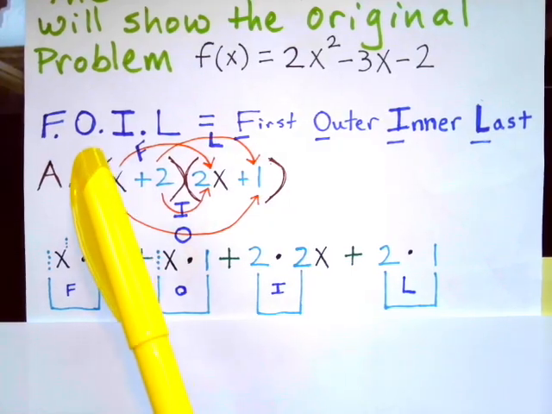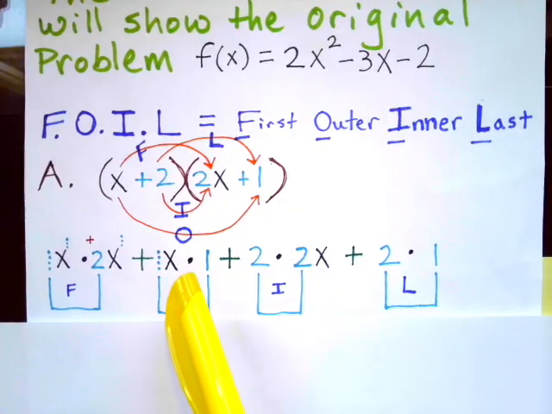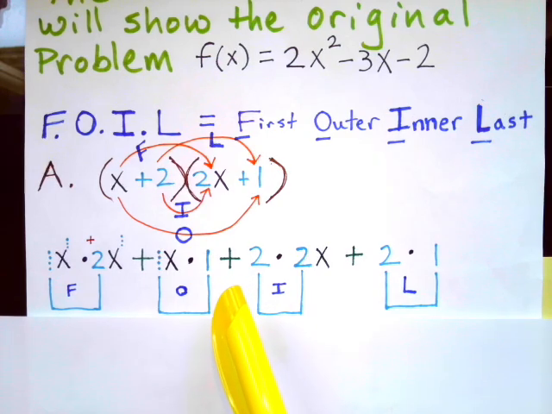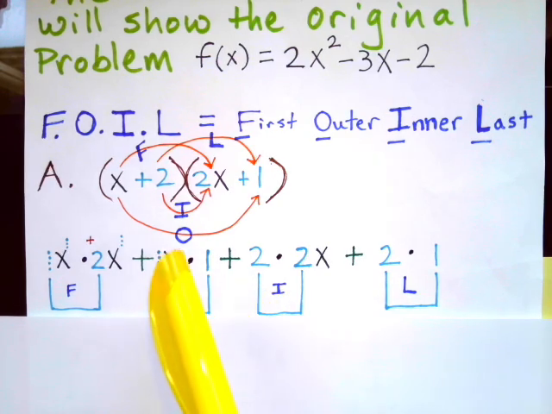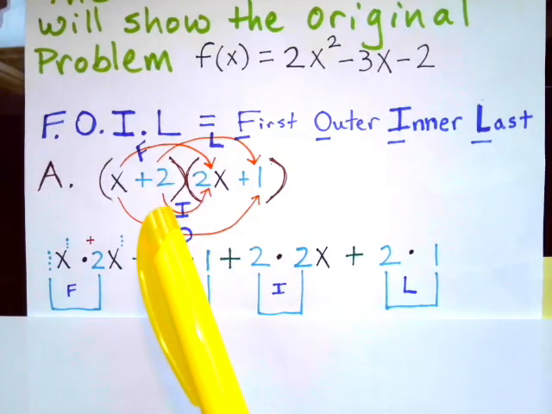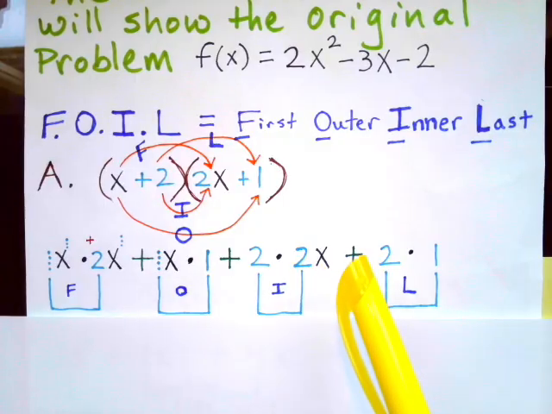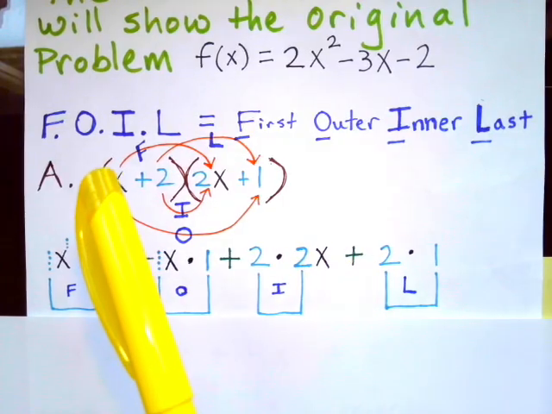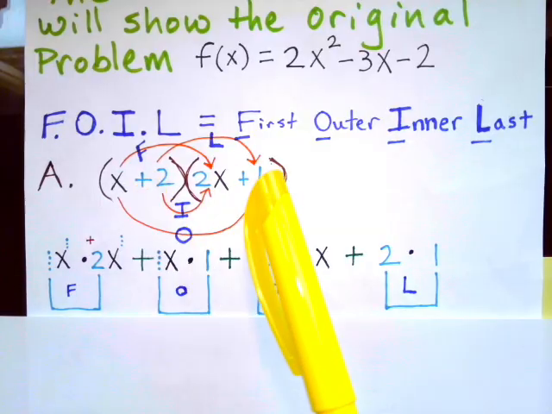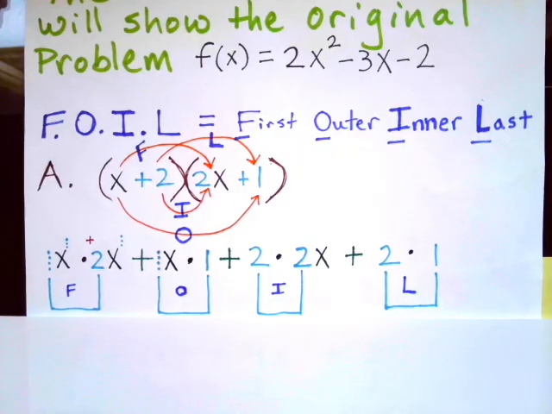All right, so let's go to the O, the outer terms, x times 1. I'm showing you that here, x times 1. Big old plus sign to separate the I, the inner terms. 2 times 2x, that's my inner terms. I'm showing you here, 2 times 2x, big old plus sign. And then finally, my last terms, 2 times 1. 2 times 1 is my last term.